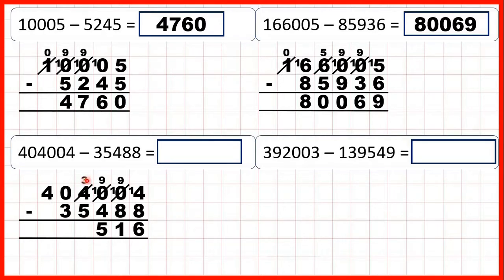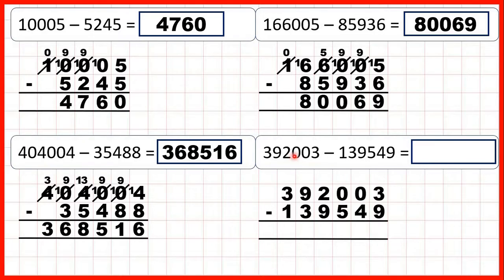We can't do 3 minus 5 using column subtraction, and we go to the left and we have a 0. So we go to the left again, 1 less, 1 in front, and again 1 less than 10 is 9, and that gives us 1 to put in front of our thousands digit. So we have 13 minus 5, which is 8, 9 minus 3 is 6, and 3 minus nothing is 3. So our answer is 368,516.